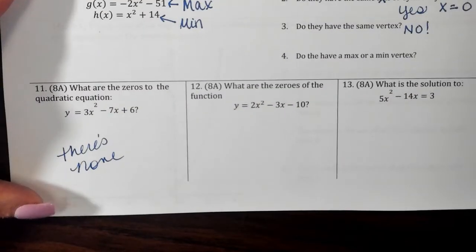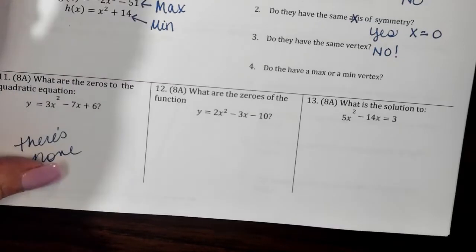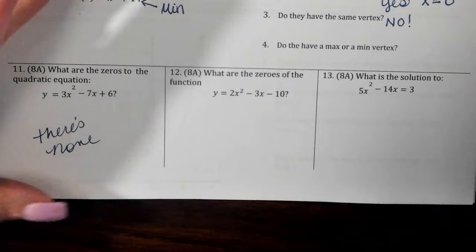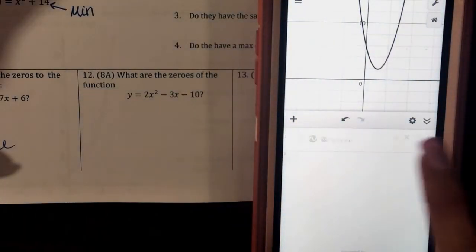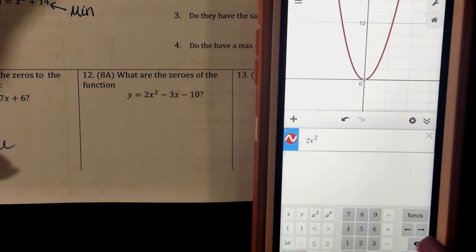All right. What are the zeros of the function? What are the zeros of this function? So we're going to put these in. And I'm running out of time, guys. I'm trying to make it to an ROTC banquet. And I may not have time to do all these.